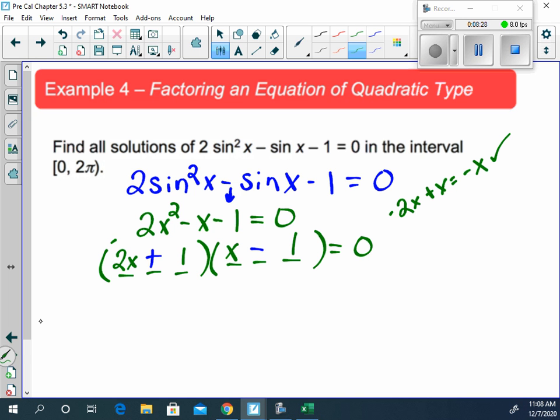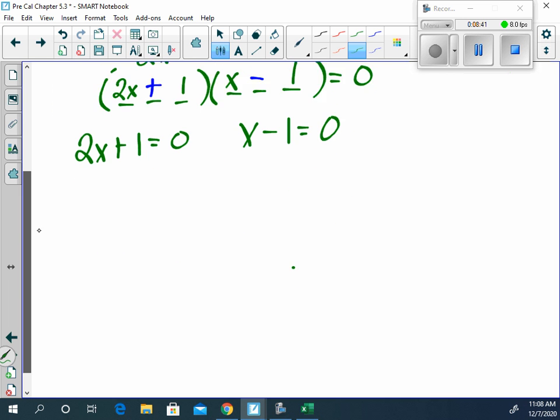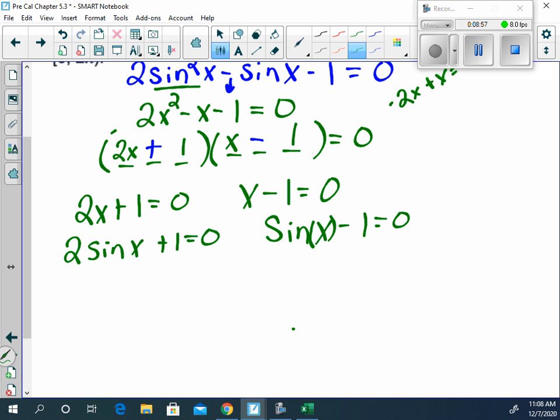Now, if we kept working with this to solve it, I would set each one of these equal to 0, yes, to solve. But we're really not dealing with x. We're dealing with what? Sine, because I replaced sine with x. So this here is really 2 sine of x plus 1 is equal to 0. And here I have sine of x minus 1 is equal to 0.